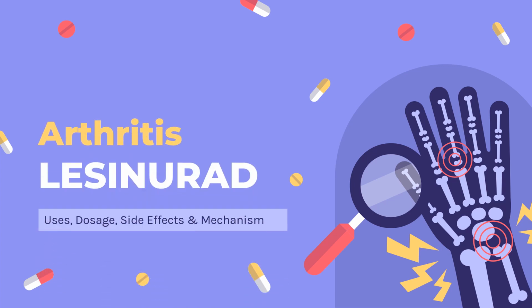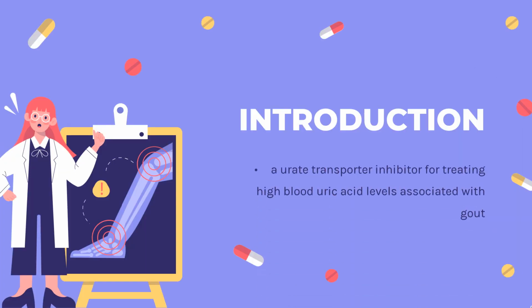Lesinurad is a uric acid 1 transporter inhibitor typically used in combination with a xanthine oxidase inhibitor to treat hyperuricemia associated with gout in patients with inadequate control of uric acid levels with xanthine oxidase inhibitor monotherapy. In this video, let's find: What is Lesinurad? What is Lesinurad used for? Contraindication. What are the side effects of taking Lesinurad? How does Lesinurad work? How to use Lesinurad?